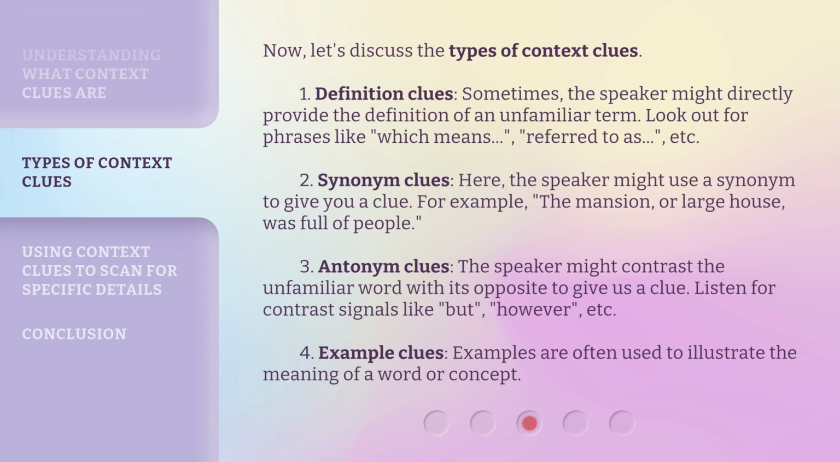3. Antonym clues. The speaker might contrast the unfamiliar word with its opposite to give us a clue. Listen for contrast signals like, but, however, etc. 4. Example clues. Examples are often used to illustrate the meaning of a word or concept.